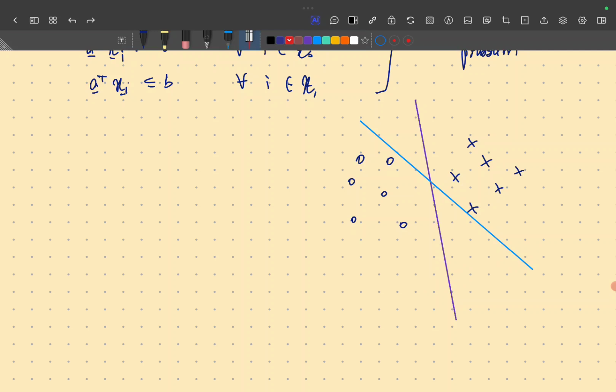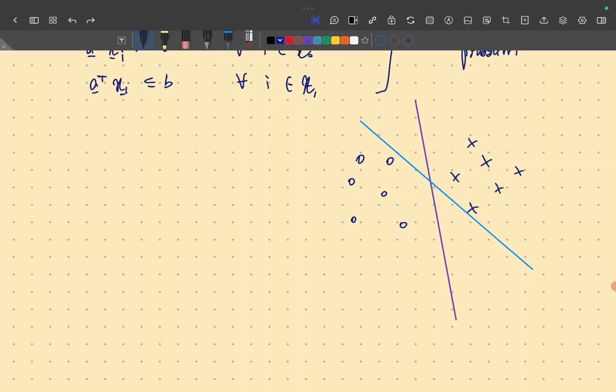Okay, so basically, for a given hyperplane that separates these two sets, I can try to find the minimum distance of each of these points from the hyperplane. So for each point and for every hyperplane, I find the distance and I find the minimum of all of these possible distances. So I want this minimum distance to be as large as possible.